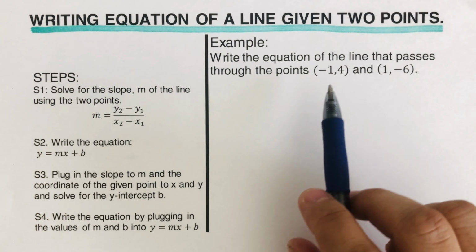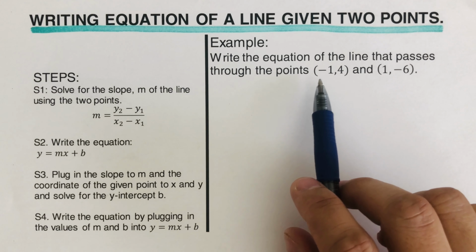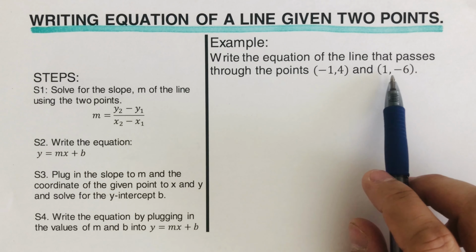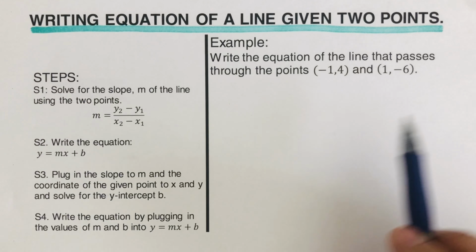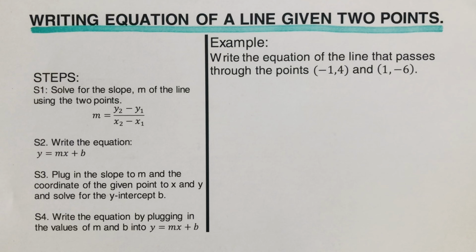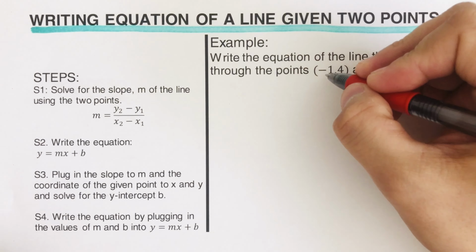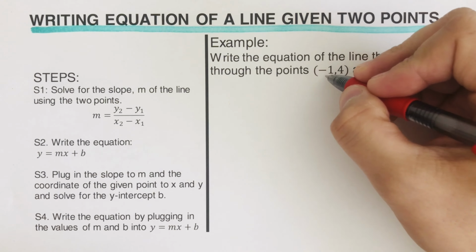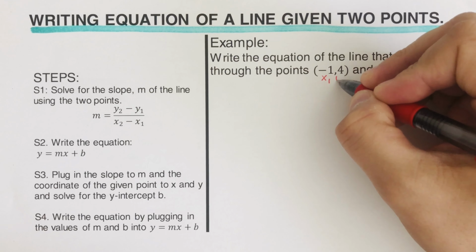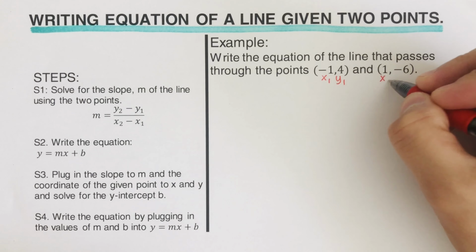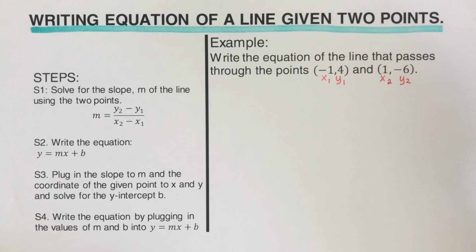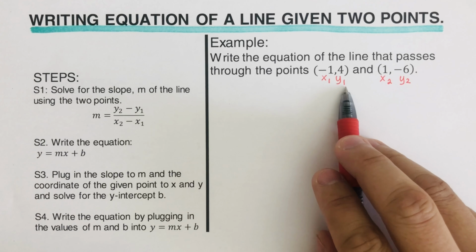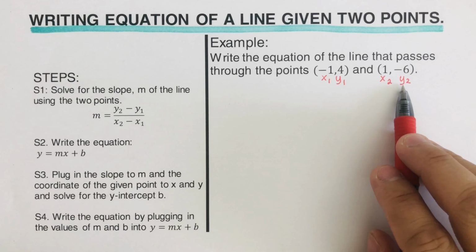So we have: write the equation of a line that passes through points (-1, 4) and (1, -6). So this is the first step. Before we jump into the steps, by the way, we are going to label each of these points. Since this is the first point, I'm going to have a subscript of 1 for this. So that would be x sub 1, y sub 1, x sub 2, y sub 2. These are the coordinates of the first point, and these are the coordinates of the second point.